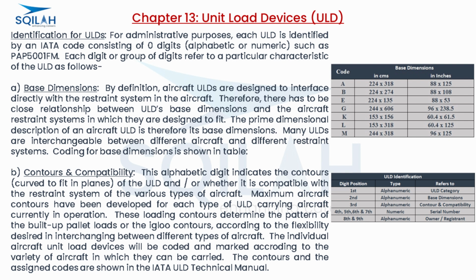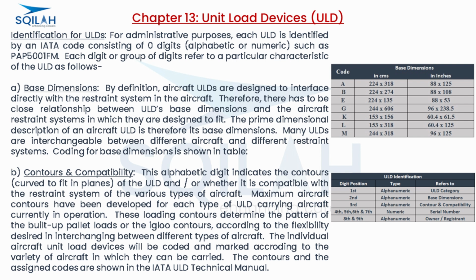A. Base dimensions. By definition, aircraft ULDs are designed to interface directly with the restraint system in the aircraft. Therefore, there has to be a close relationship between a ULD's base dimensions and the aircraft restraint systems in which they are designed to fit. The prime dimensional description of an aircraft ULD is therefore its base dimensions. Many ULDs are interchangeable between different aircraft and different restraint systems. Coding for base dimensions is shown in the table.